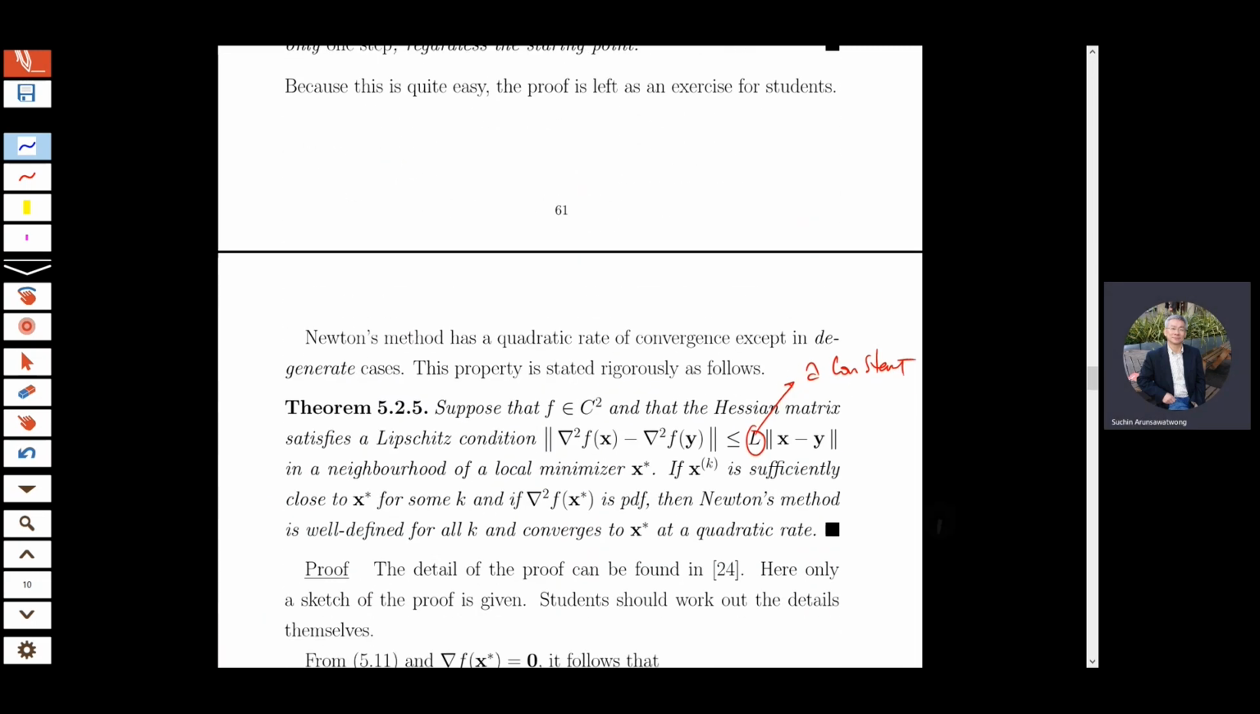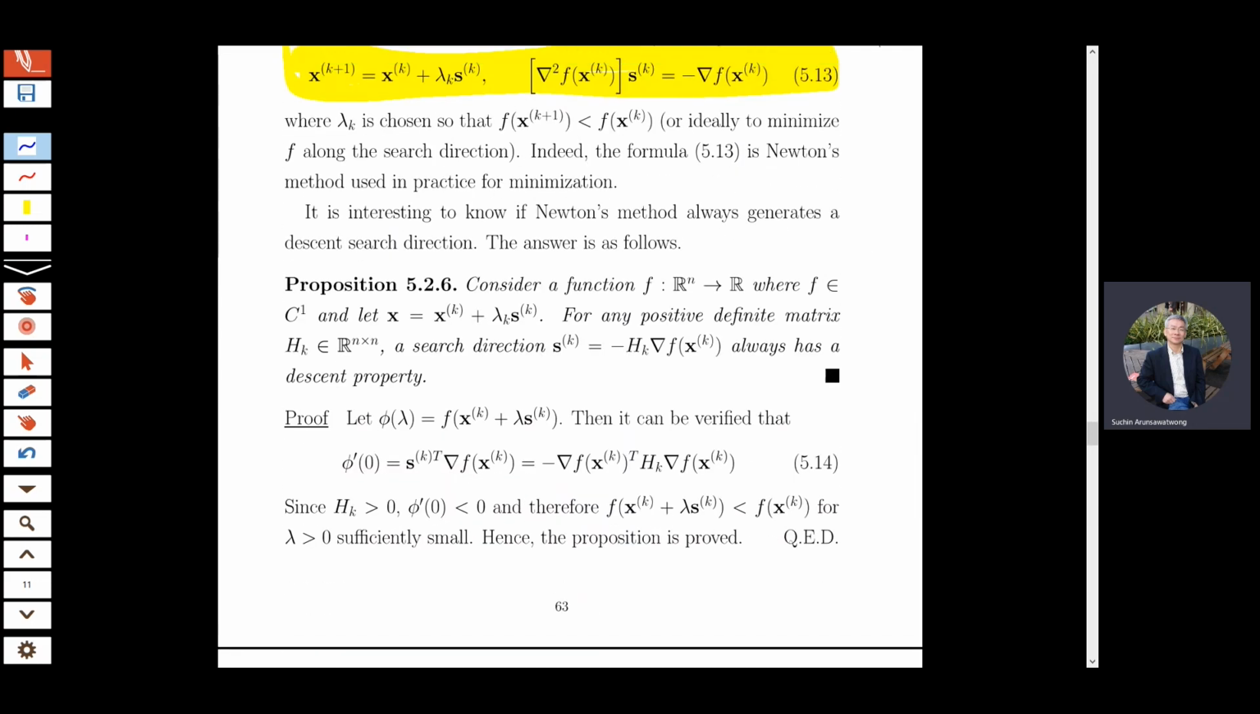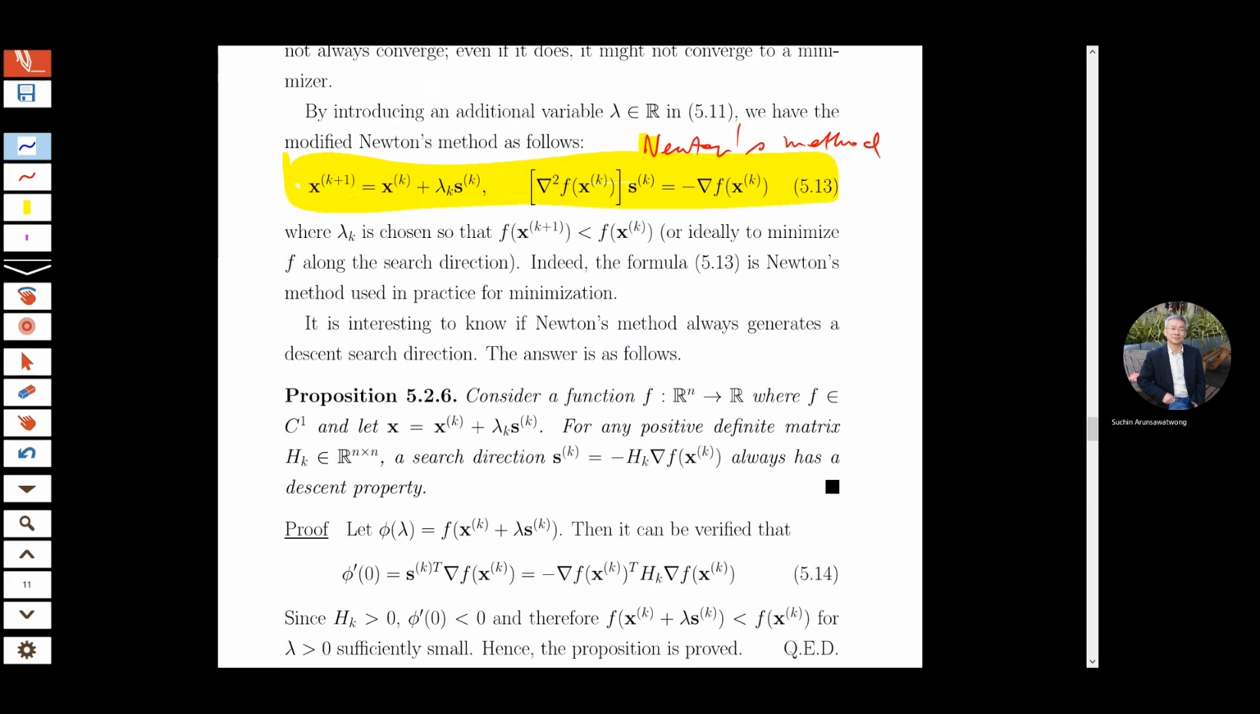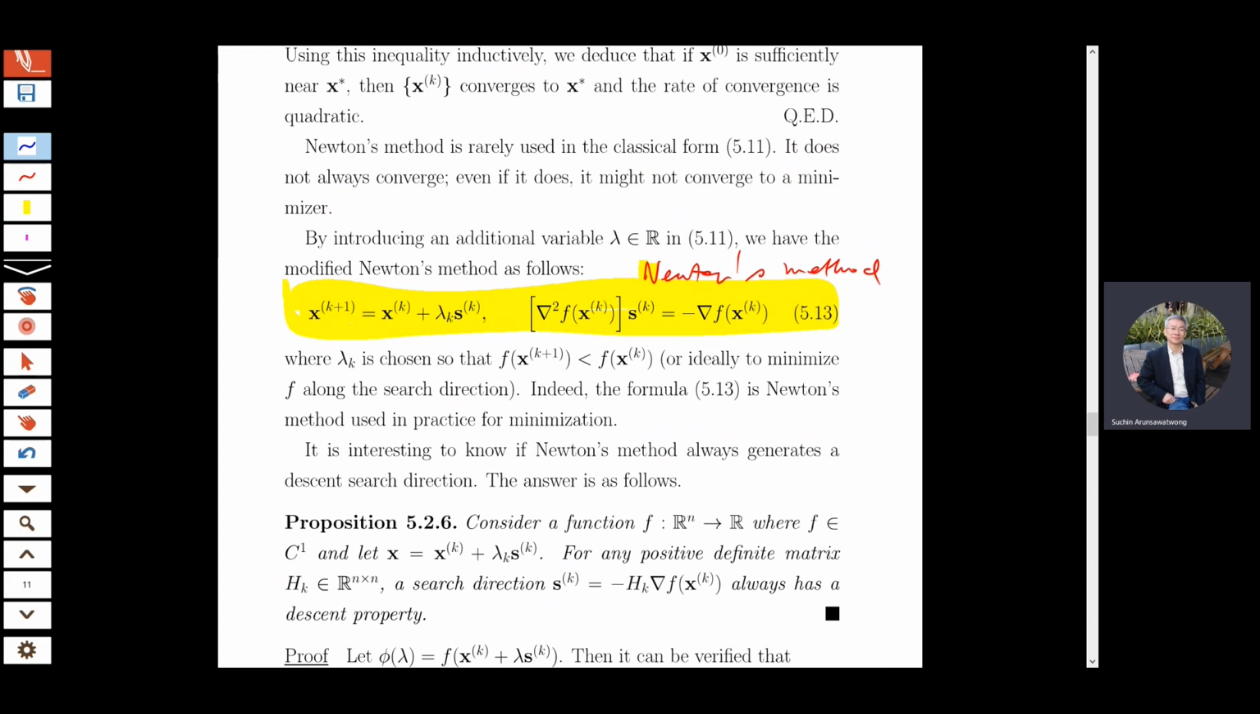Now we look at the details of Newton's method. When we implement Newton's method for a general nonlinear function, we implement it with formula 5.113, which is Newton's method with line search. Then with the line search comes the question: how can we guarantee that the step length lambda we choose is positive?